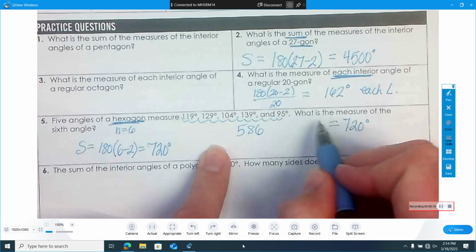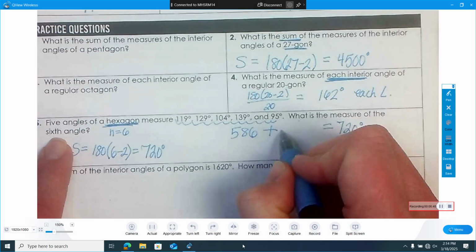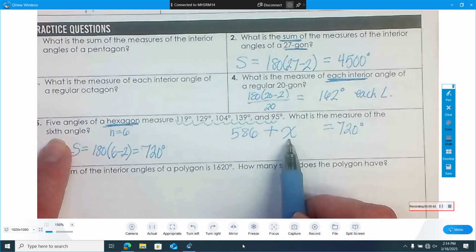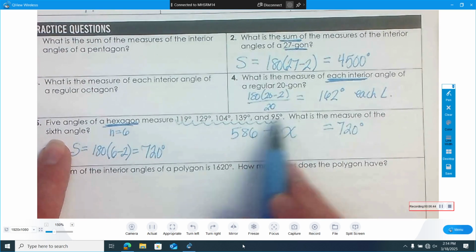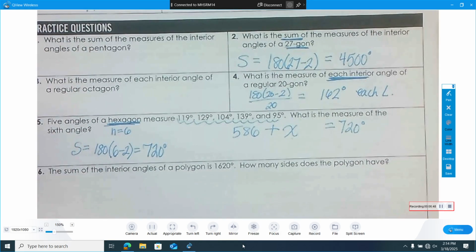586. And it wants to know what is the measure of the 6th angle. I don't know what that is, but it's one more angle. I'm going to call it x. So all 5 angles plus one more that I don't know should equal 720. How do we solve for x?